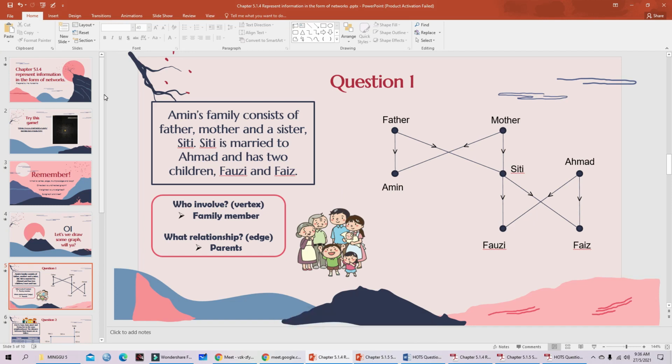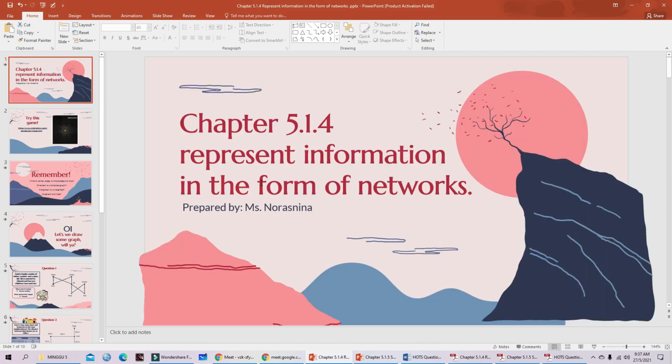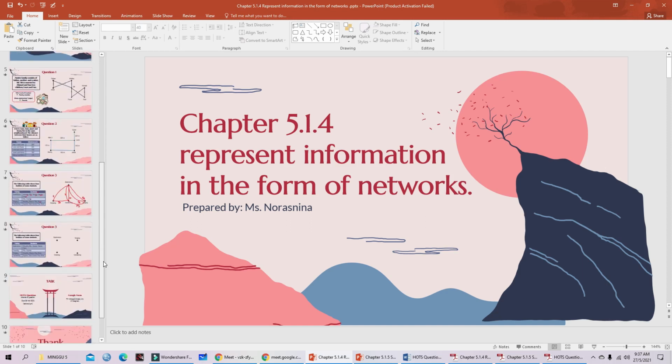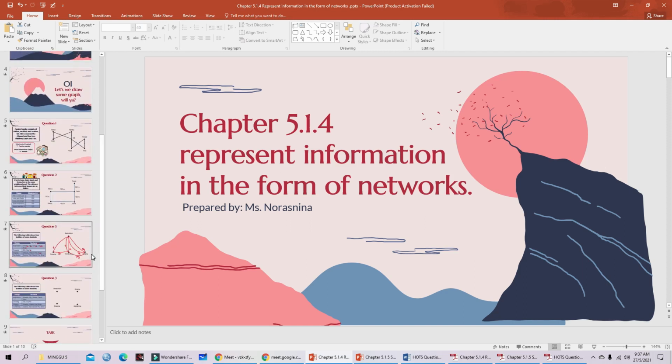We are done for chapter 5.1.4, which is to represent information in the form of a network, how to draw a network based on the information. Do you have any question about this chapter? No, teacher. Simple only.